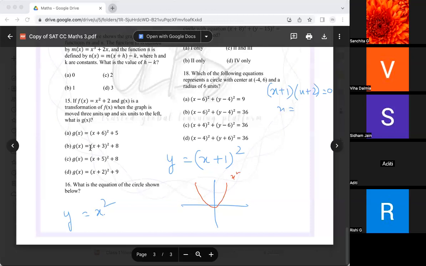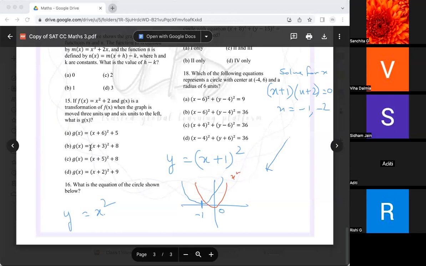What was the solution of it? My factored form of this equation is x plus 1 and x plus 2. So what were the solutions for x? Minus 1 and minus 2, right? So that is what is happening over here also. With x plus 1, I am basically landing on minus 1. Okay, got it?